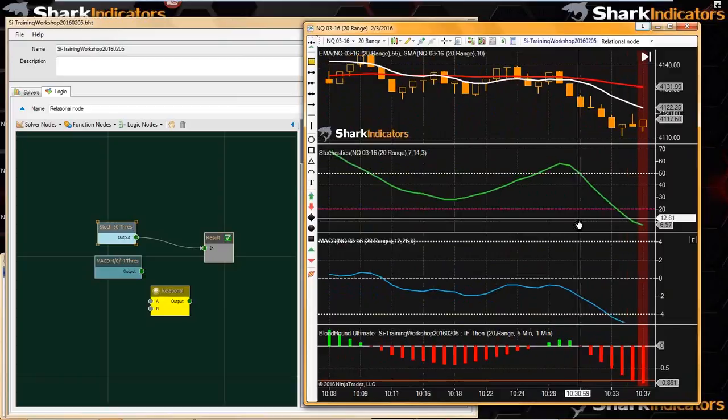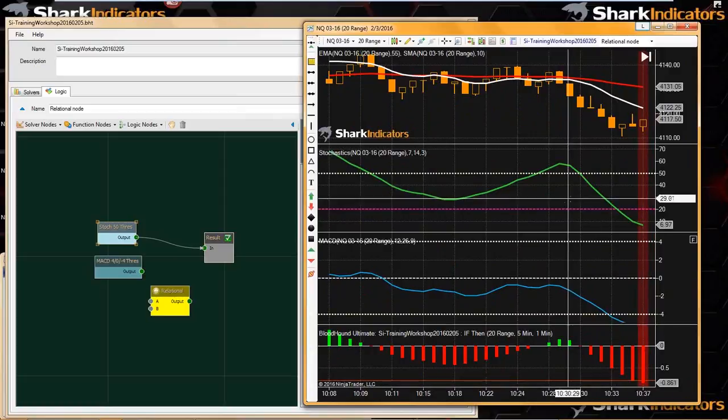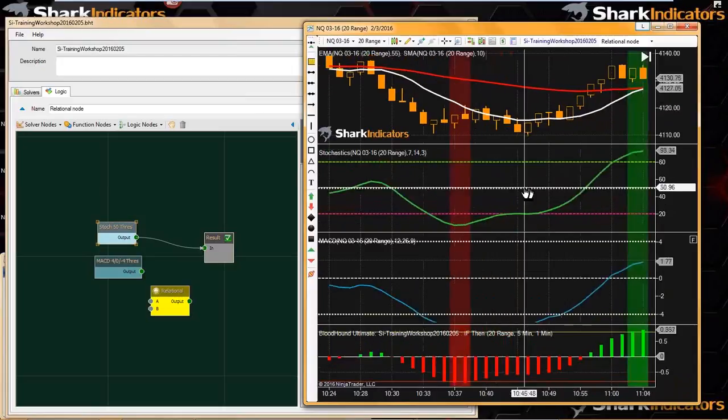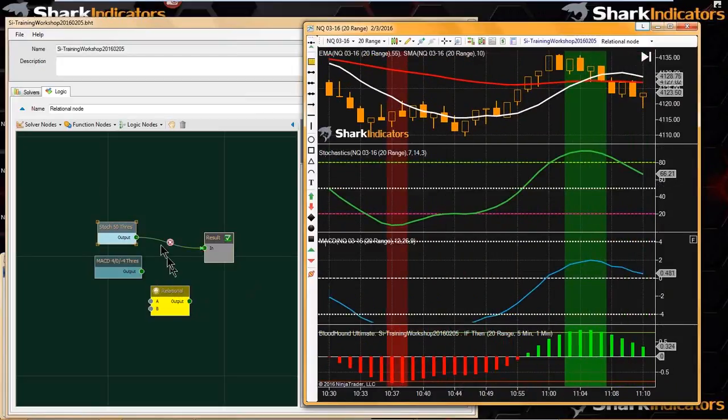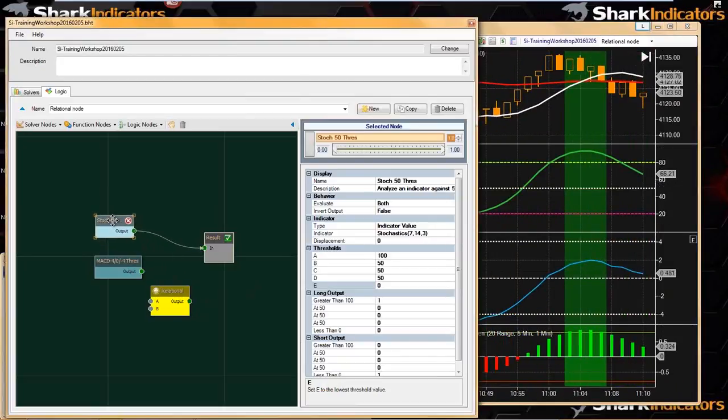Yeah, here we go. So our stochastic got down to basically 7, and the BloodHound's output got down pretty low as well. So, all right, that's one fuzzy logic solver.